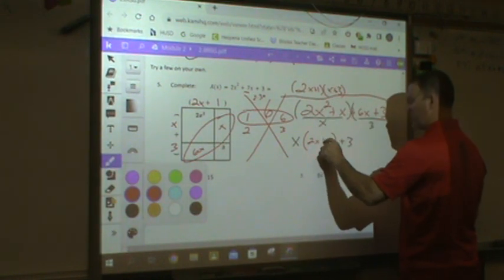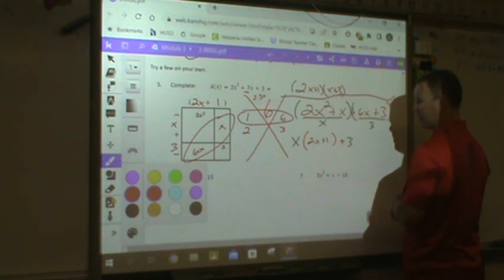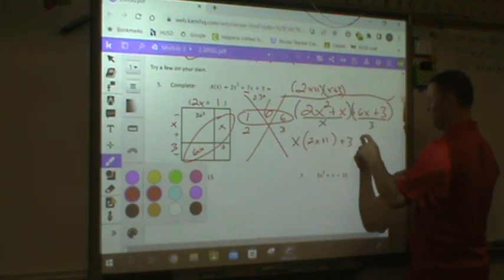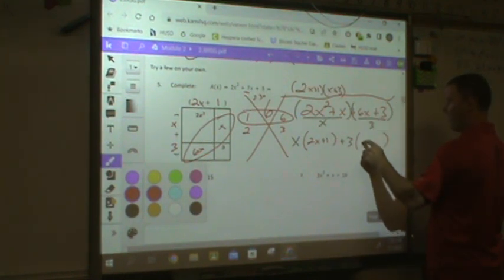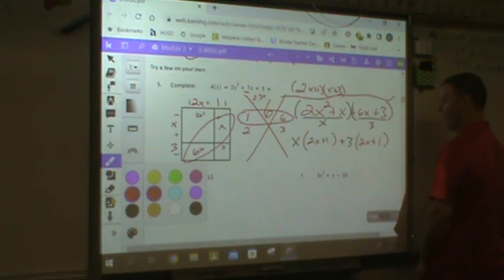You get 2x plus 1, because 2x squared divided by x is 2x. x divided by x is 1. And what about over here? 6 divided by 3 is 2. There is no variable in common, so 2x plus 3 divided by 3 is 1.